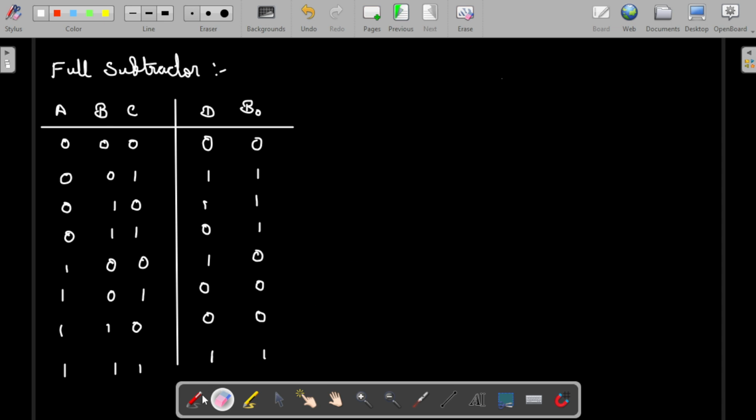So let us derive the difference. D is equal to the summation of minterms 1, 2, 4, 7. You have already seen this. This is similar to that one, XOR. So A XOR B XOR C. So for the full adder and full subtractor, both we are getting the same. So let's see for borrow whether it's changing or not.